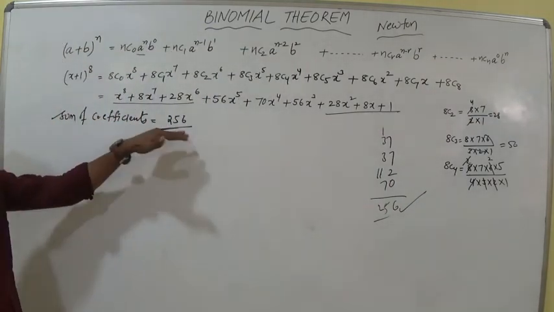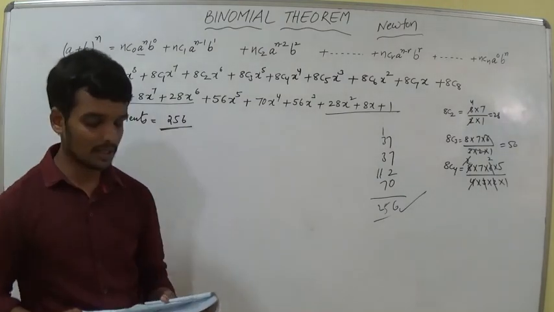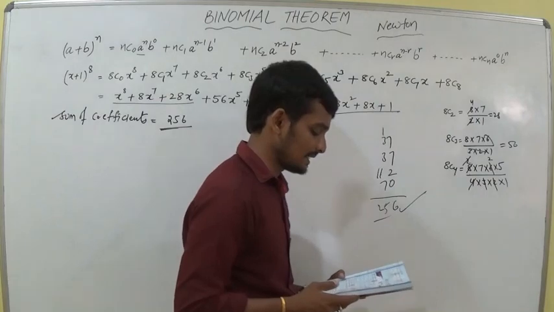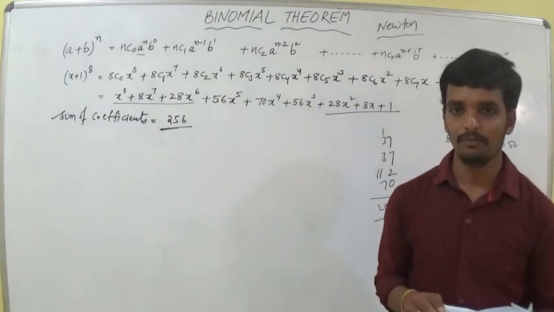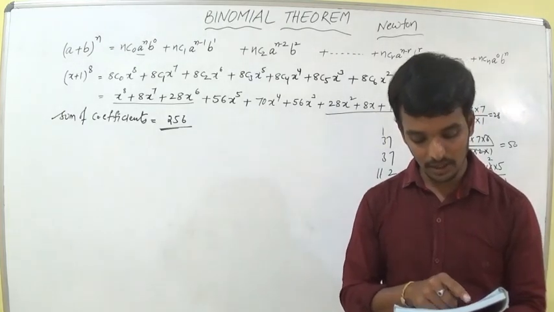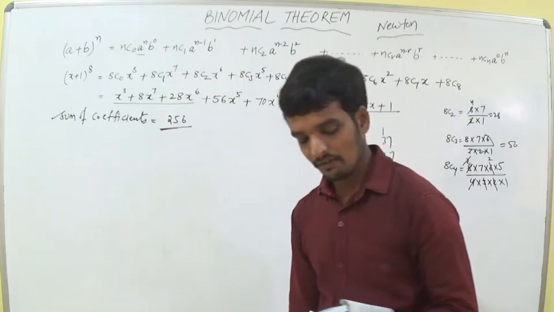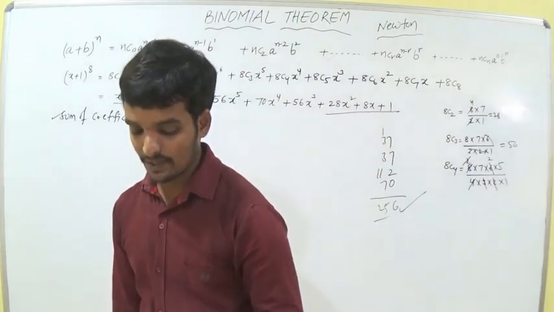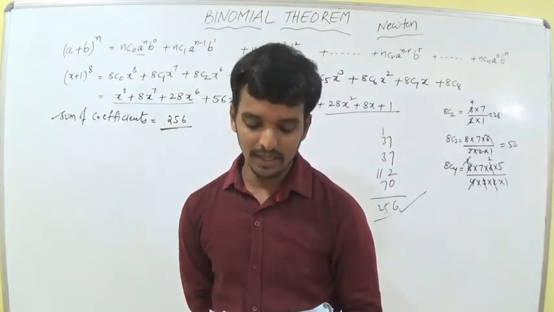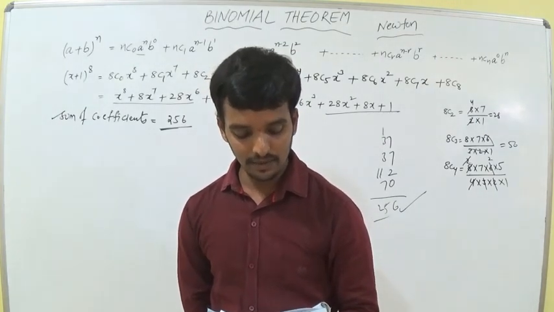So this is the first problem in our textbook. The sum of the coefficients in the expansion of x plus 1 whole power 8 is 256. If you see the second, third, fourth, all are the same method, same model. The value of x to the power of 5 plus 5x to the power of 4 plus something, when x is equal to 2, x is equal to minus 2. The same way in the third and fourth problems.